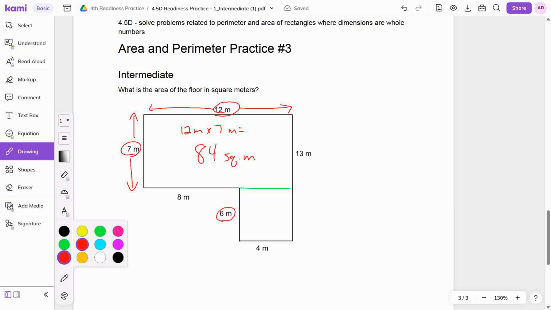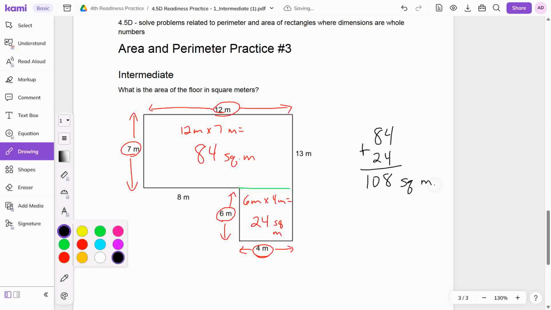And now let's look at our lower one. It looks like a square, but really it's different lengths, which means it's going to be a rectangle, not a square. So I've got my 6 meters times 4 meters, and that equals 24 square meters. And so I'm not quite there yet. Now what I need to do is take those two and add them up. 84 and 24, that is going to be 108 square meters.